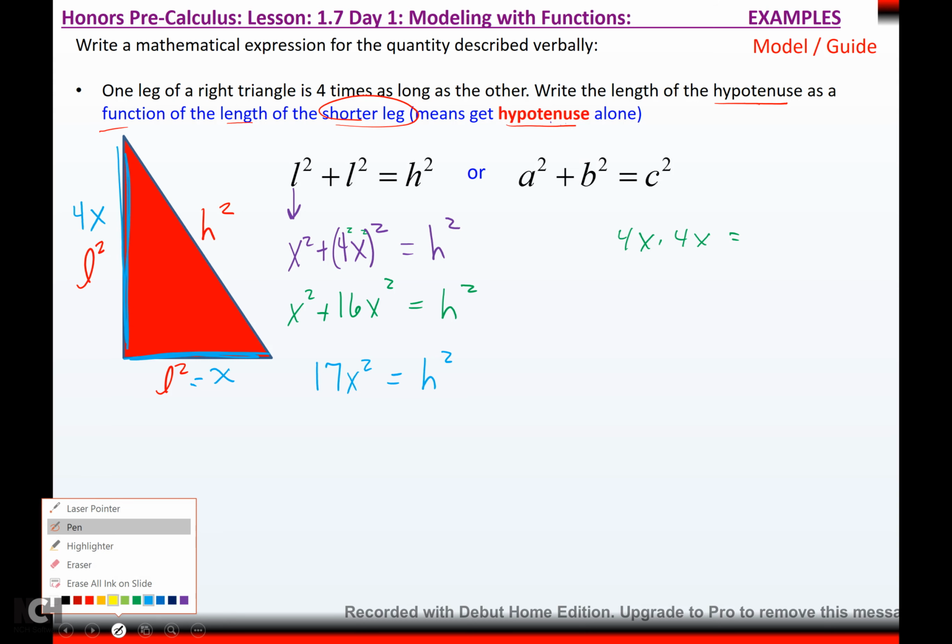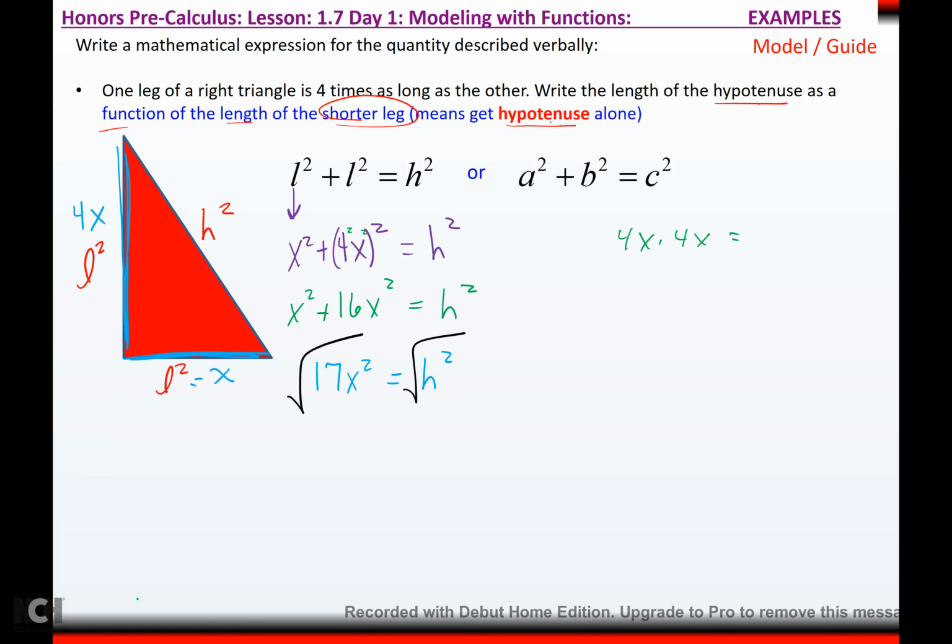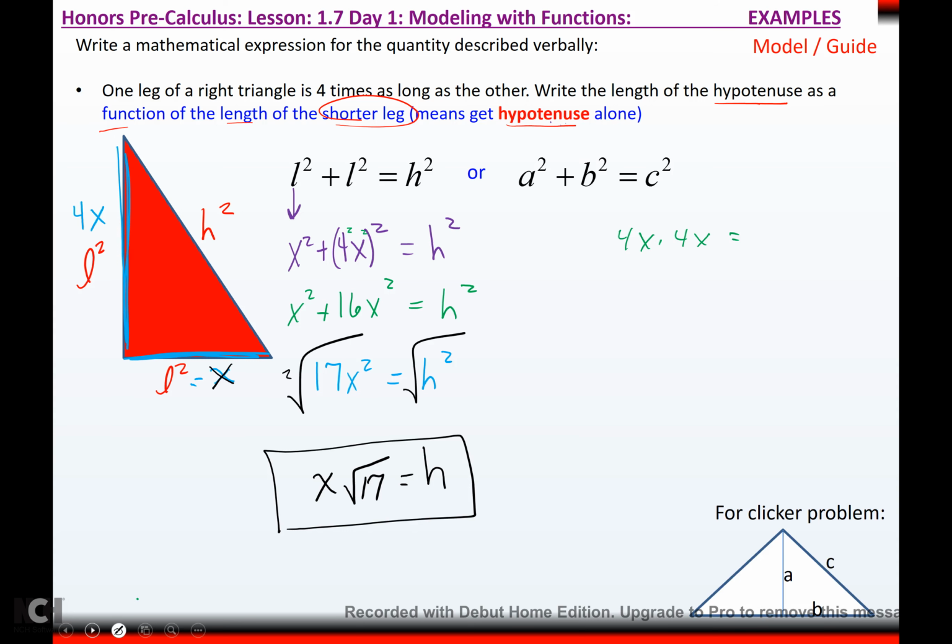And then finally, to get h alone, I'm going to take the square root of both sides. So h would equal, 17 is prime, you can't break it down, but the square root of x squared is x. So x would get out, and you'd have the hypotenuse is x square roots of 17. Did I write it as a function of the shorter leg, which we called x? Yes. Okay. All right.